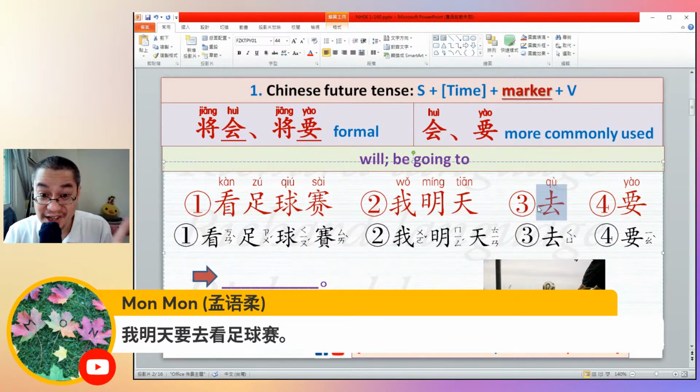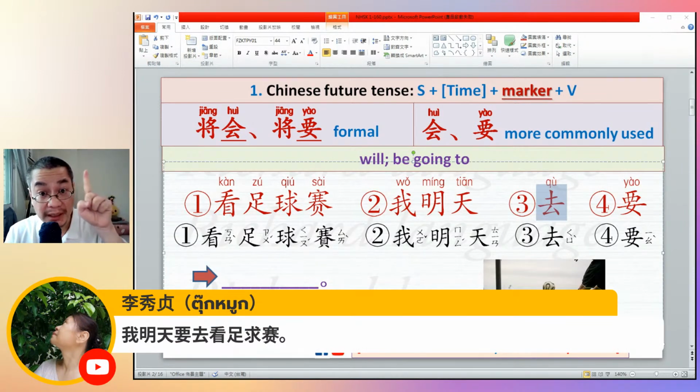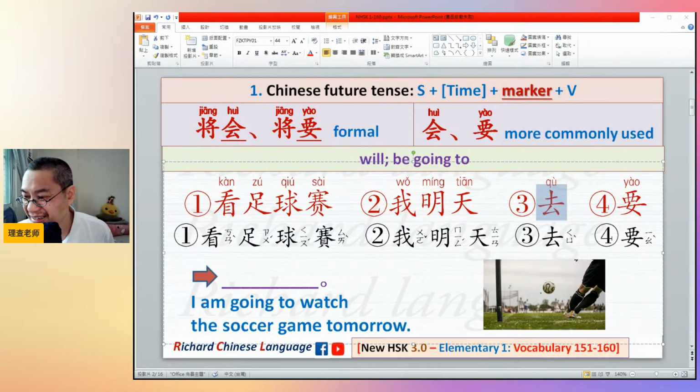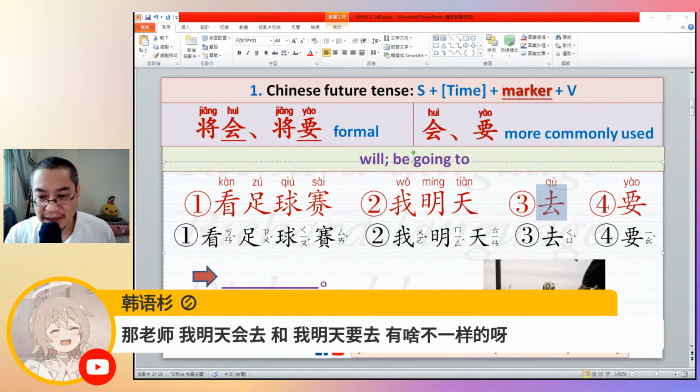Go watching soccer game in Chinese. We will say that. Okay, very good. 秀珍，我明天要去看足球赛。Very good. 球。Okay, 我明天要去看足球赛。Very good. 我明天会去，我明天要去。No difference at all.